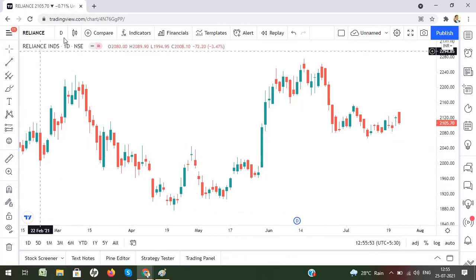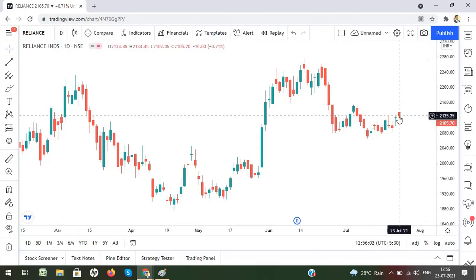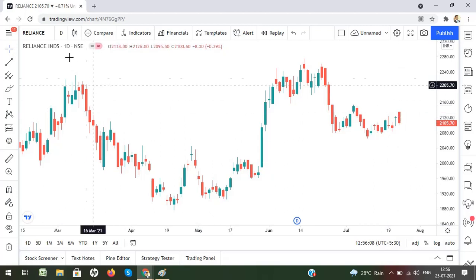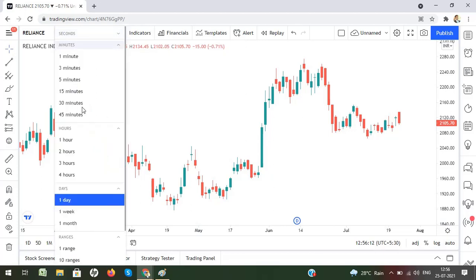Now as I said, this is a daily time frame. That means each candlestick takes into account the full 1 day's price action from 9:15 to 3:30. If I click here on this time frame, you see how many time frames we have, starting from 1 minute up to 1 month.